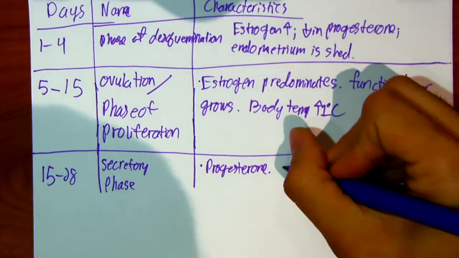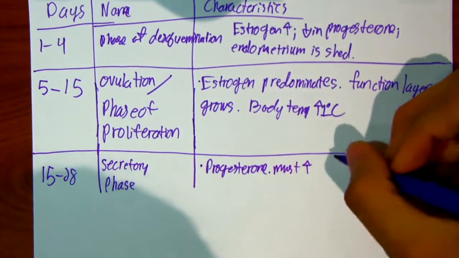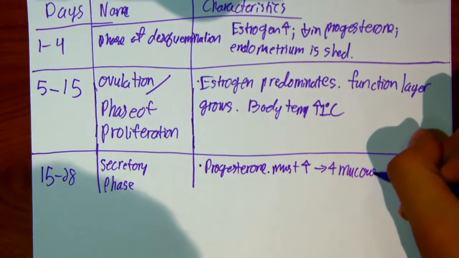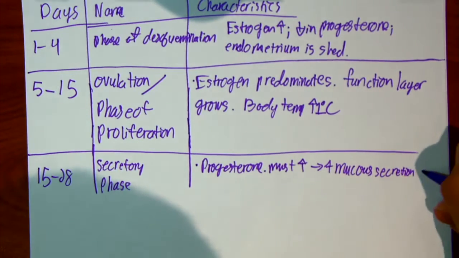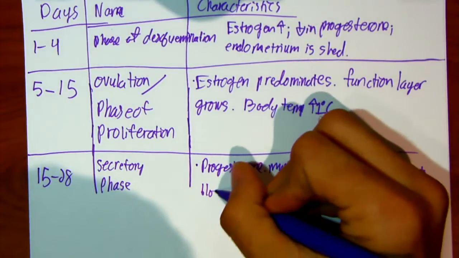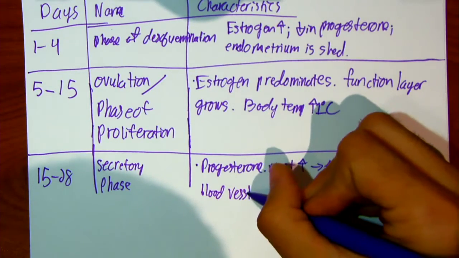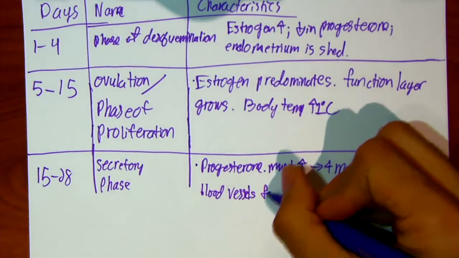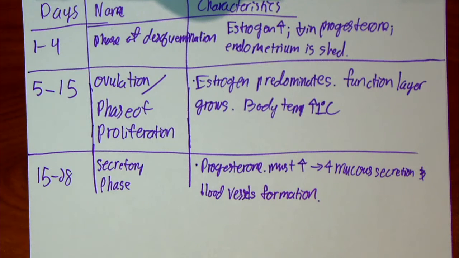So in this stage, progesterone must increase. And this leads to an increase of mucus secretions. It also leads to an increase in blood vessels. So blood vessel formation. And then the cycle starts over.